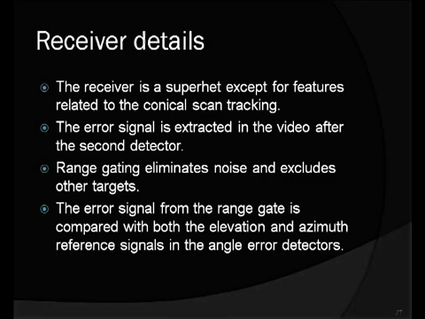a detector after the IF amplifier, which eliminates the carrier and gives the modulating signal output. So, we will have a video amplifier after this. That will be the error signal which is used to control the antenna rotation.